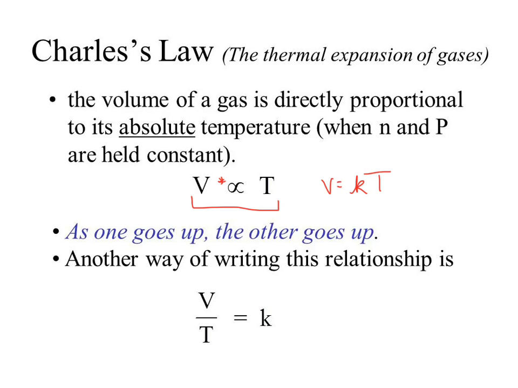So if we rearrange for k, what do we have to do? Divide both sides by t to get k by itself. Okay, that's why k is equal to v over t. Just kind of an algebra sort of thing. The biggest problem I see when students work these sorts of problems is that they don't rearrange correctly.